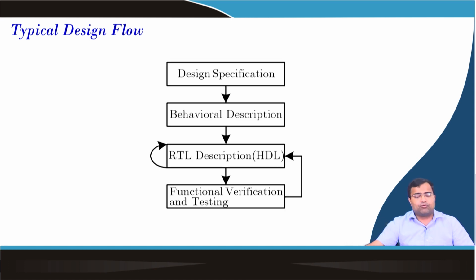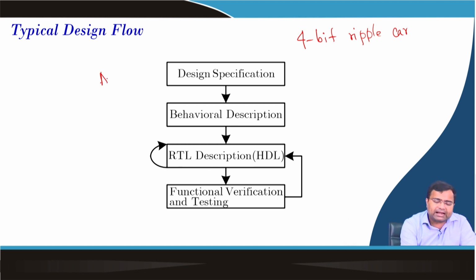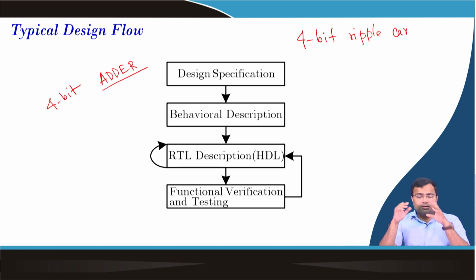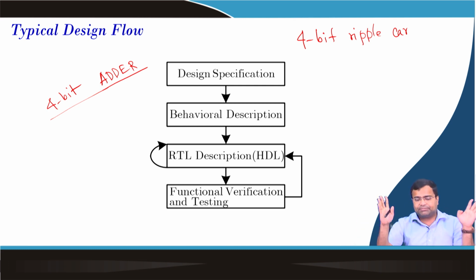So, the typical design flow. Usually in any digital design, you have to start with the design specification. That means what exactly you want to do. Let us say, in our case, we want to design a 4-bit ripple carry adder. First, I want to do an adder circuit, like a 4-bit adder. Now, this 4-bit adder will also have some specifications. That means, what is the propagation delay that can be accepted, or what critical path delay is acceptable.